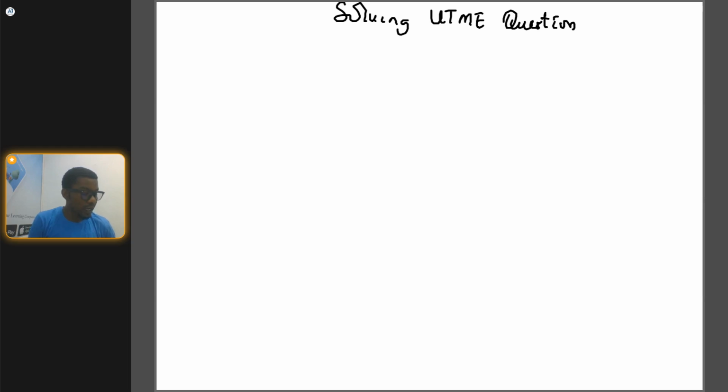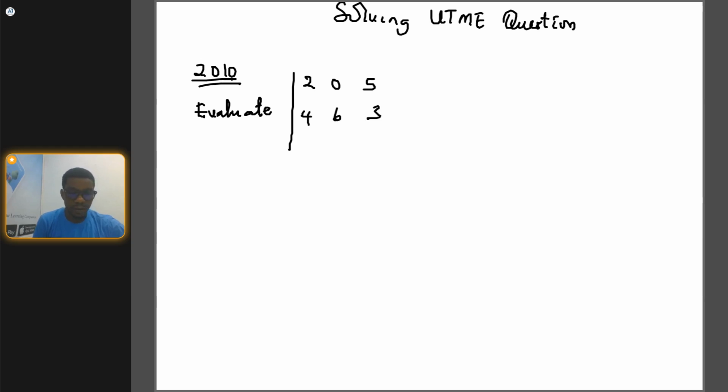All right. So we have a question, UTME 2010. Given that, evaluate: a matrix was given, 2, 0, 5, 4, 6, 3, 8, 9, 1. So when you see questions like this in UTME, what you're asked to do is to find the determinant.